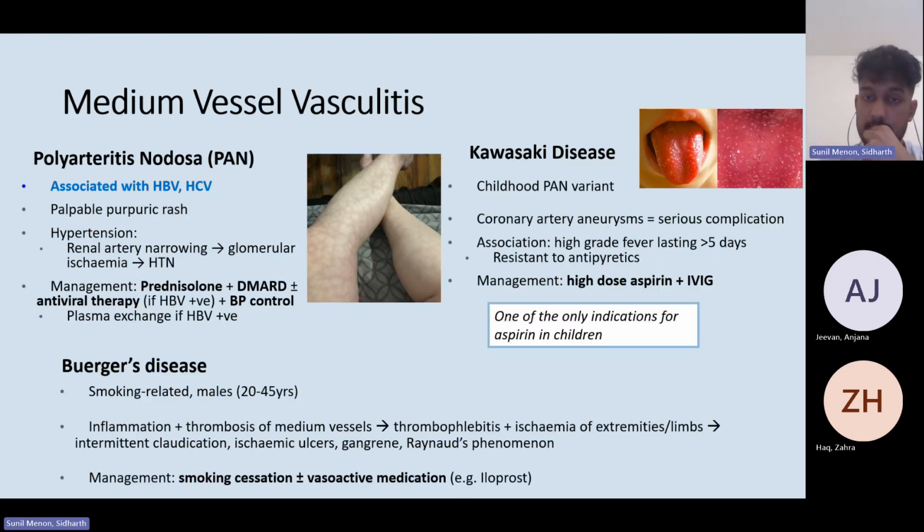Okay, moving on to polyarthritis nodosa, which is a medium vessel vasculitis, which means it affects medium-sized arteries, so it doesn't involve capillaries or arterioles. So this is necrotizing inflammation that can cause aneurysms. This is more common in middle-aged men, by middle-aged I mean about 40 to 60. It's often associated with hepatitis B infection. You get a palpable purpuric rash, which you can see on the right. That's a common picture.